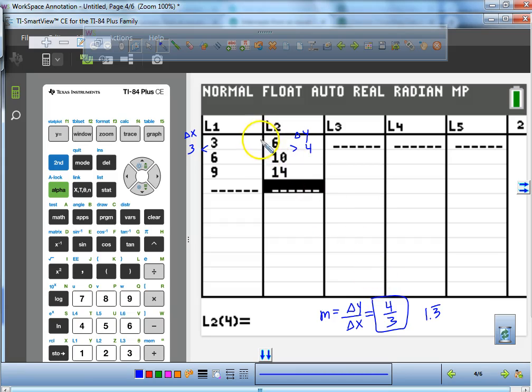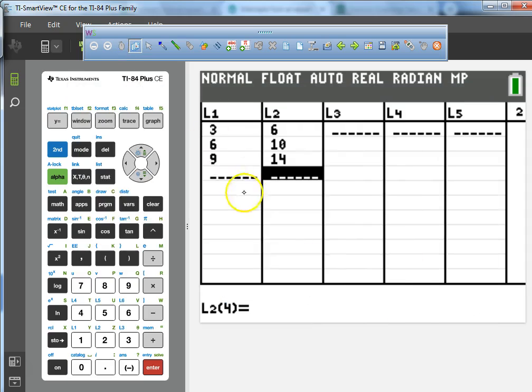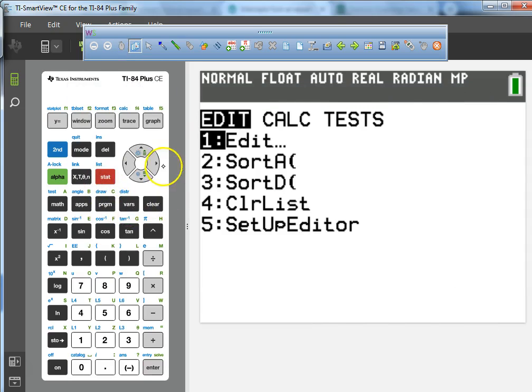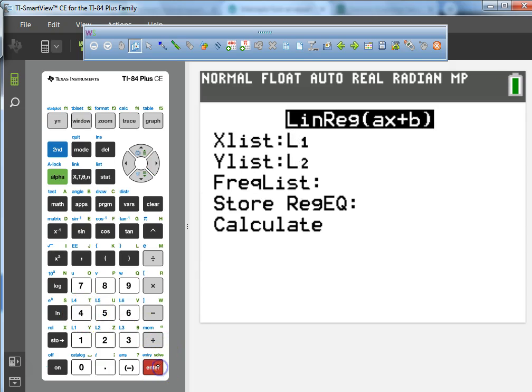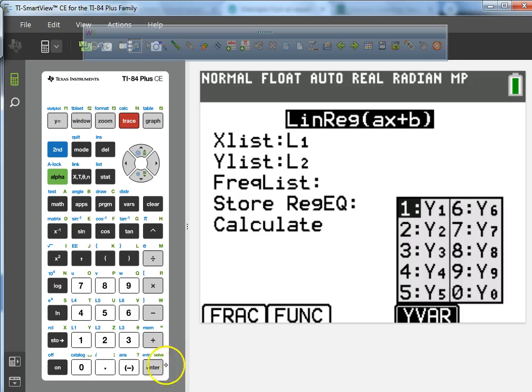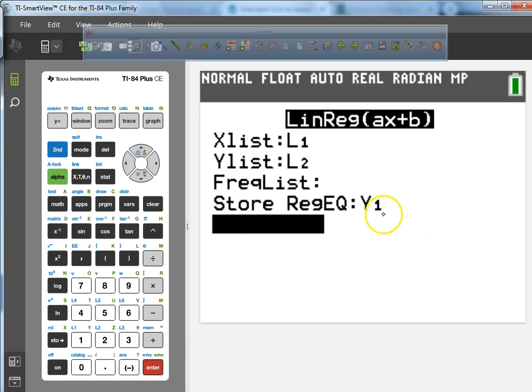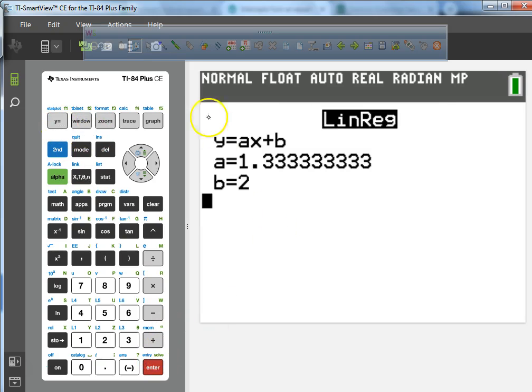Alright, so now that we already know what the slope is going to be, hit stat. Right arrow. Go down to number 4. What is this going to calculate for us? It's going to calculate the slope and the y-intercept. So you see where it says store regression equation? This is what some students forget how to do. So here's how you do it. In alpha trace, you select y1, and now whatever it gets, it's going to stick your equation in y1. When you hit y equals, you'll see your equation there. Press enter. All right, sweet.